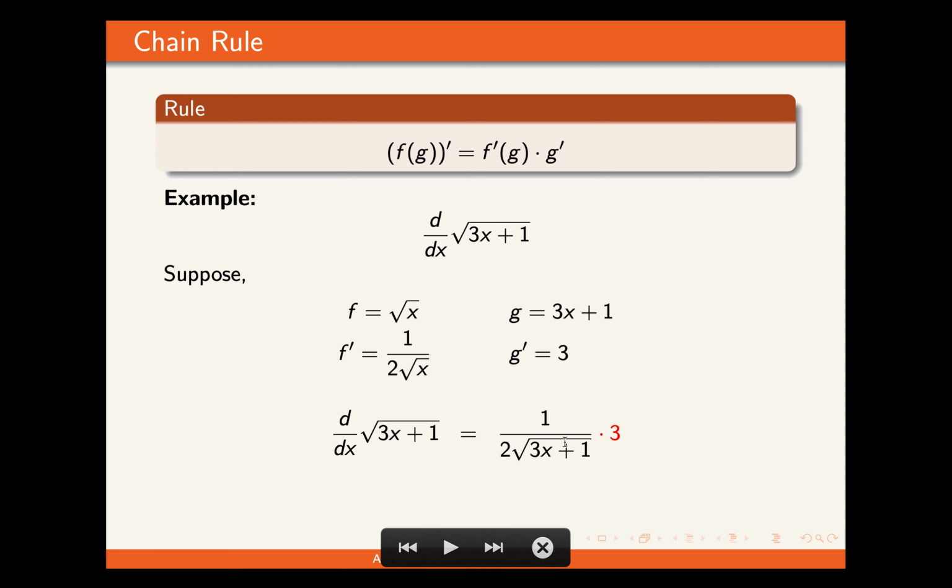If we want to rewrite this, we can multiply the 3 by the 1 in the numerator. So we have 3 divided by 2 times the square root of 3x plus 1 as the derivative of the square root of 3x plus 1.